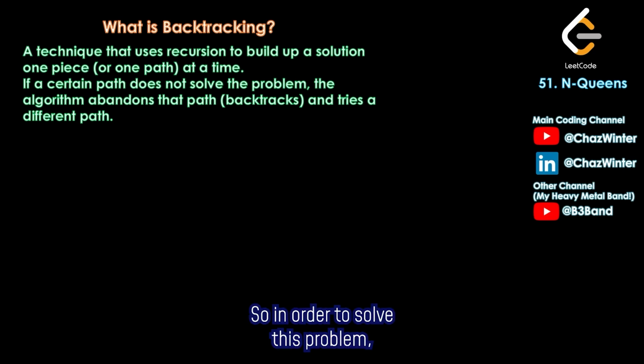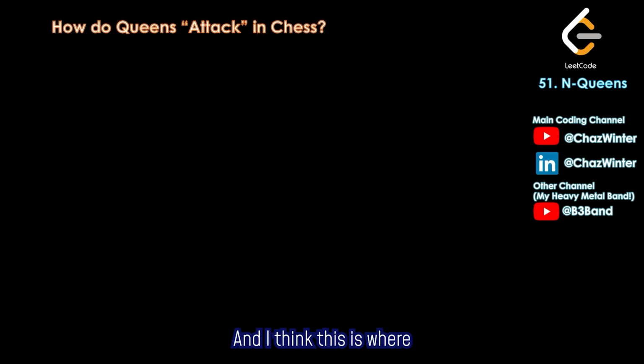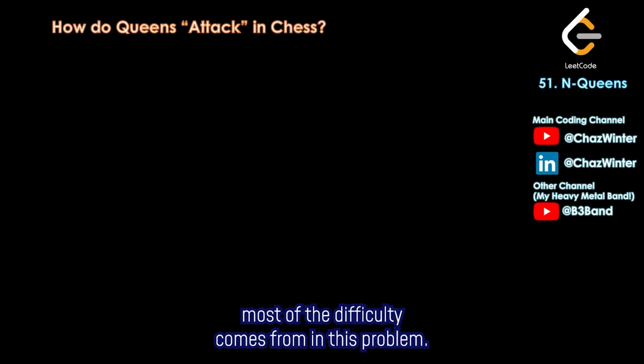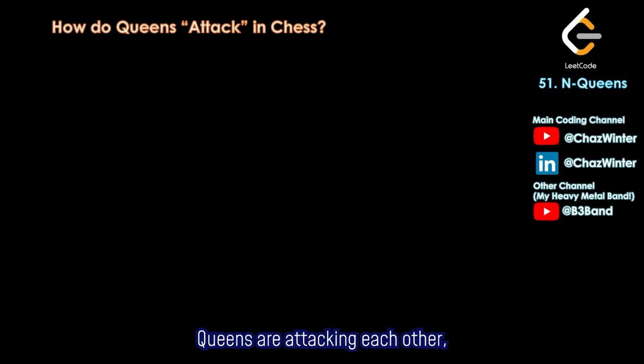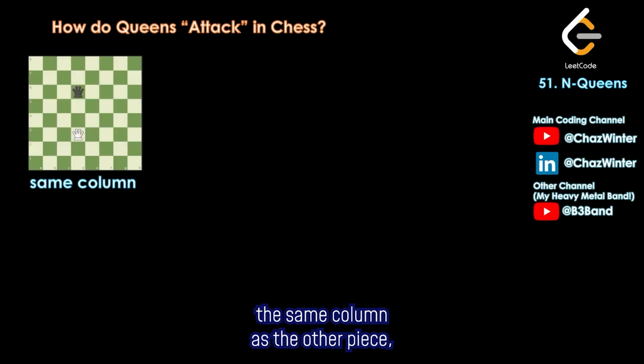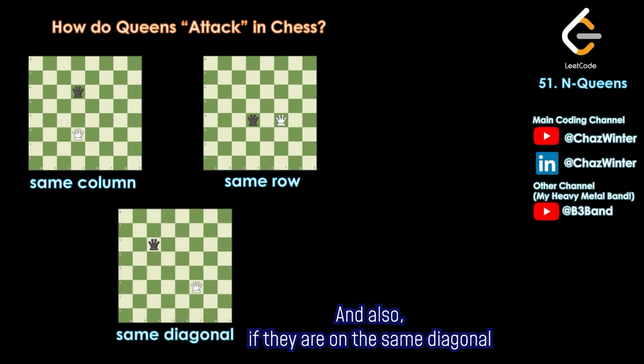So in order to solve this problem, you have to know how queens attack in chess. And I think this is where most of the difficulty comes from in this problem. In terms of a two-dimensional array, queens are attacking each other, or attacking any piece in chess, if that queen is on the same column as the other piece, or if the two queens are on the same row, then they are attacking each other, and also if they are on the same diagonal.